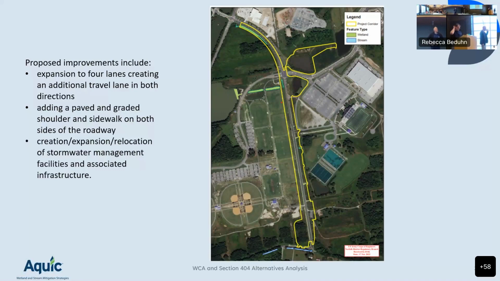And this is kind of a description of the project. I'm sorry, there's not a better graphic. It was hard to fit everything on and pull it off of a website.